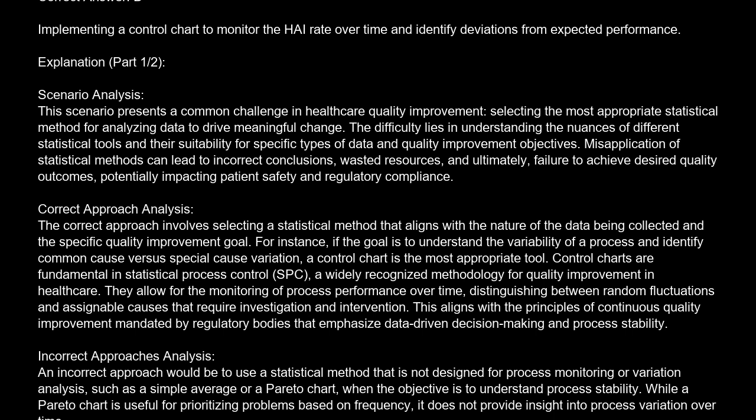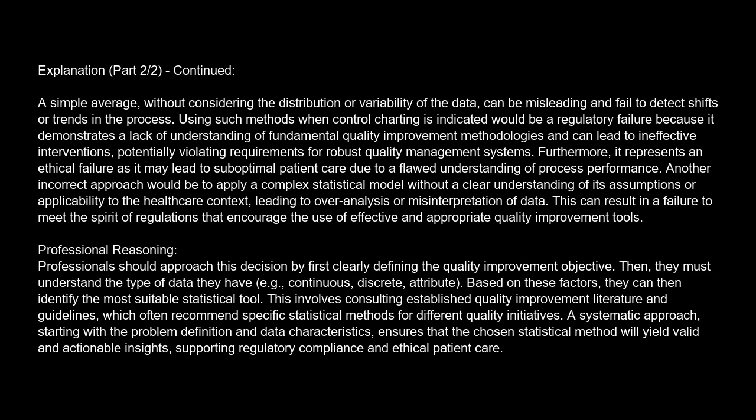While a Pareto chart is useful for prioritizing problems based on frequency, it does not provide insight into process variation over time. A simple average, without considering the distribution or variability of the data, can be misleading and fail to detect shifts or trends in the process. Using such methods when control charting is indicated would be a regulatory failure because it demonstrates a lack of understanding of fundamental quality improvement methodologies and can lead to ineffective interventions, potentially violating requirements for robust quality management systems.